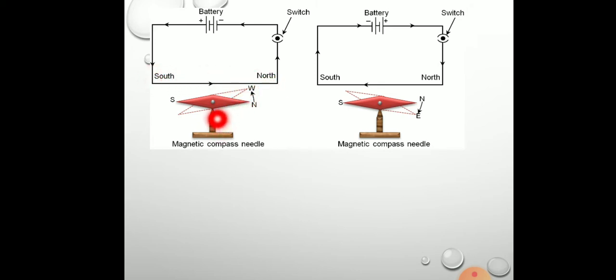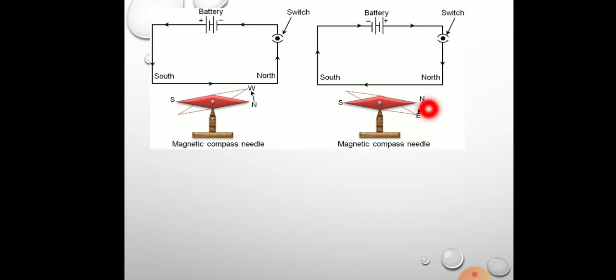When this magnetic compass needle is brought near the wire, there is a deflection, and the deflection of the north pole is towards the west. So when the current is flowing from south to north, the north pole deflects towards the west. And when the battery is reversed, that means the current now flows from north to south, the compass needle showed a deflection in which the north pole moved towards the east.